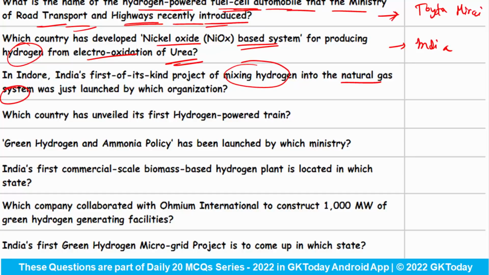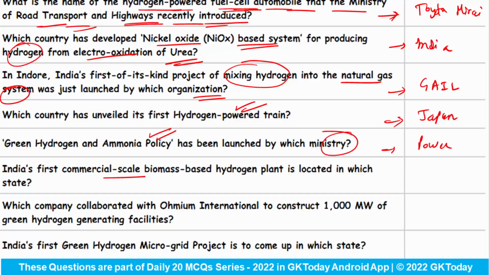In Indore, India's first of its kind project of mixing hydrogen into the natural gas system was just launched by which organization? This project belonged to GAIL, Gas Authority of India Limited. Which country has unveiled its first hydrogen powered train? So the first time hydrogen powered train has been introduced by Japan. Green hydrogen and ammonia policy has been launched by which ministry? So this policy belonged to the Ministry of Power.